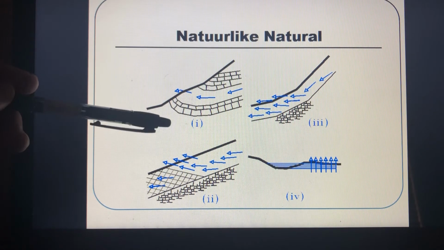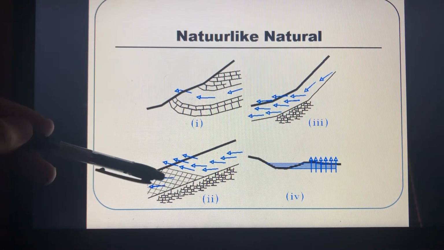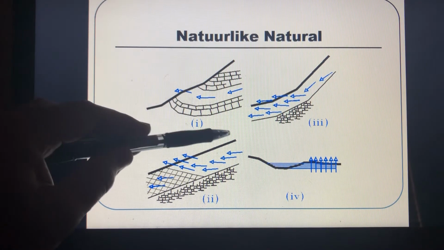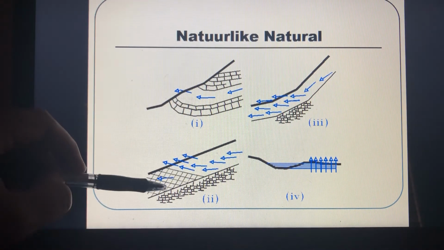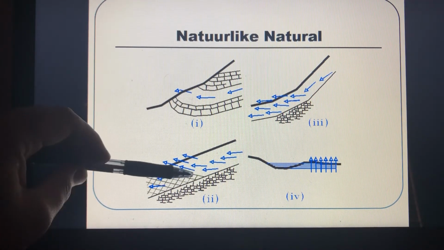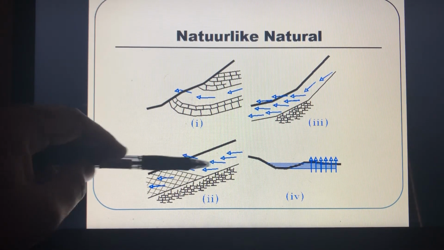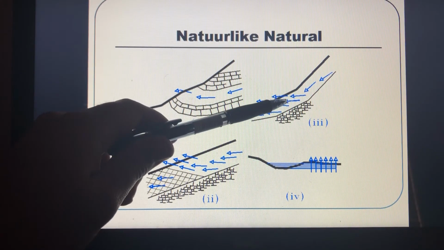If I should explain it more practically, say this is a very sandy soil and this is a very clay-like soil, what would start happening is the water would move through this sandy part very quickly, and when it gets to the clay part, it doesn't move quickly through the clay, so you get an accumulation of water at this spot.